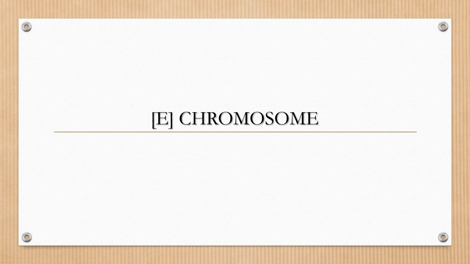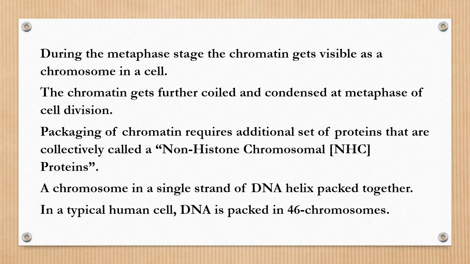Chromosome. During cell division, at the metaphase stage, the chromatin becomes visible as a chromosome in a cell. So we can study the chromatin or chromosome structure during the metaphase of cell division. The chromatin gets further coiled and condensed at metaphase.